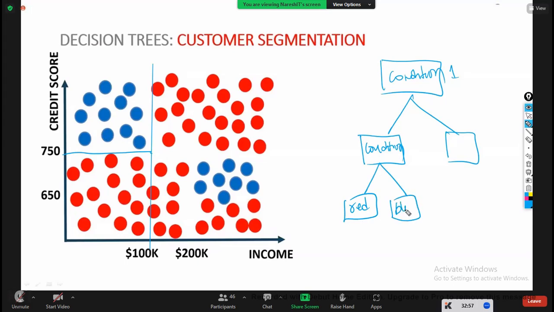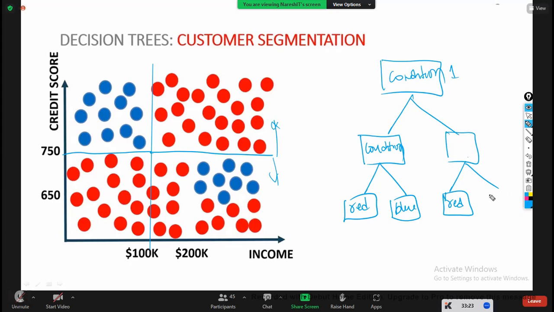This part is completed. Now coming to the right side area, I'm going to write one more condition here, and split the data into 2 parts: above this one and below this one. Above that one is pure red color, and below that one is red and blue, both are there. Now again, I'm going to write one more condition.